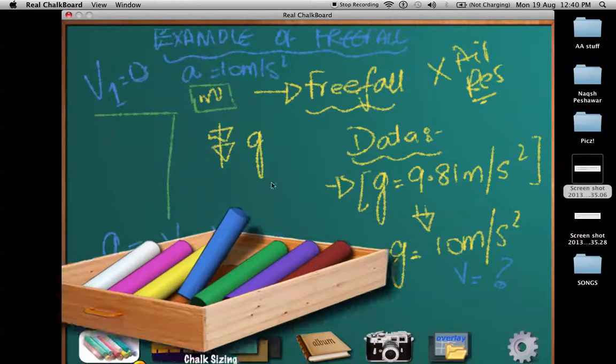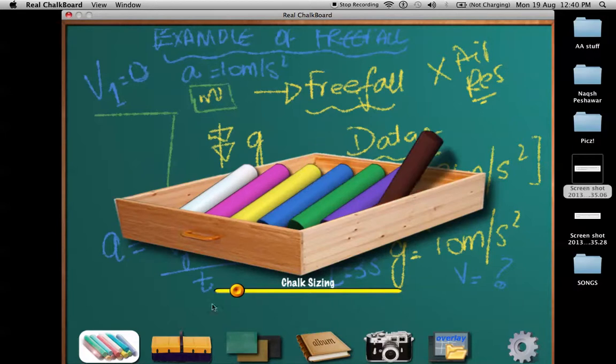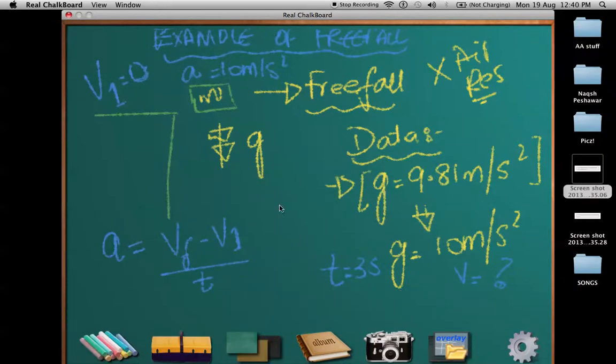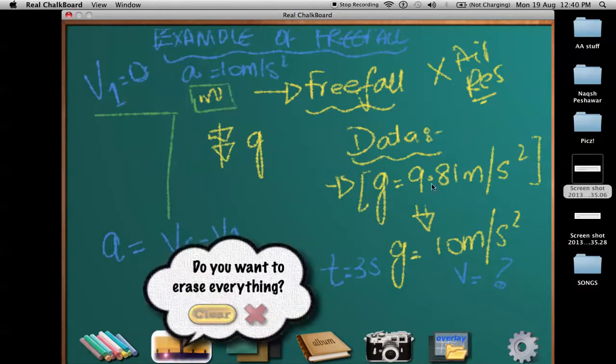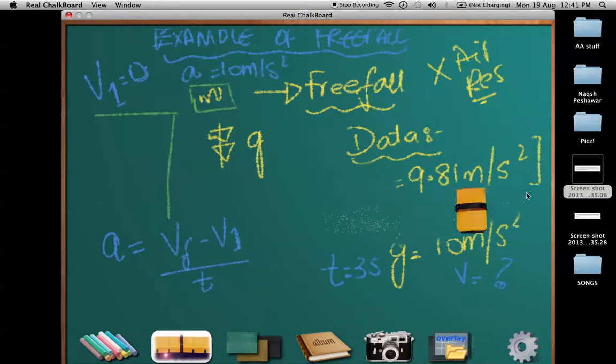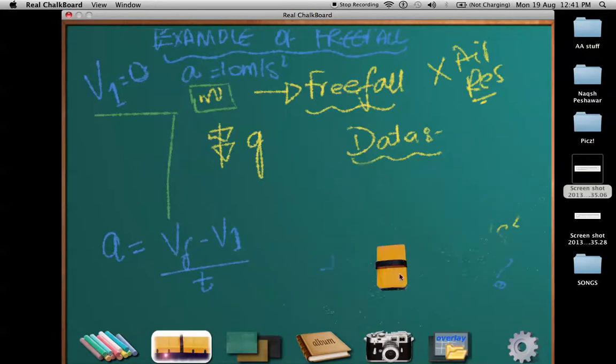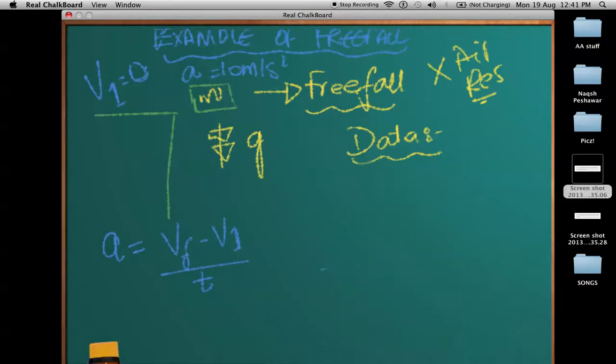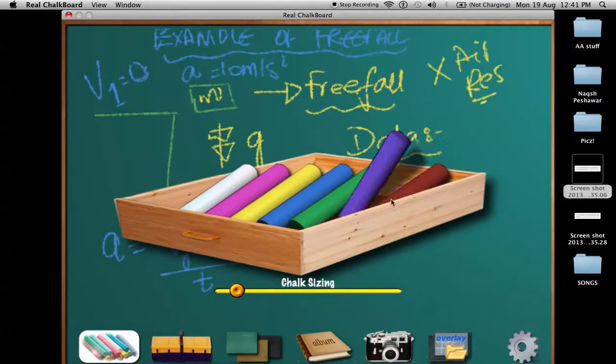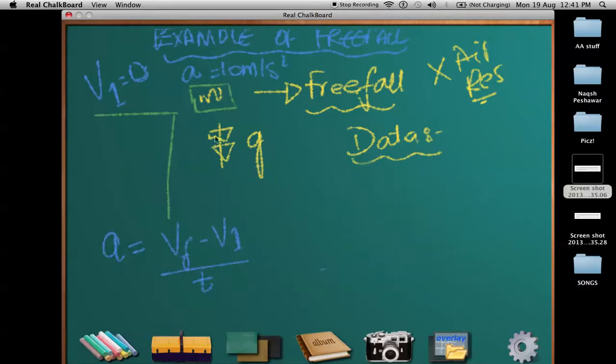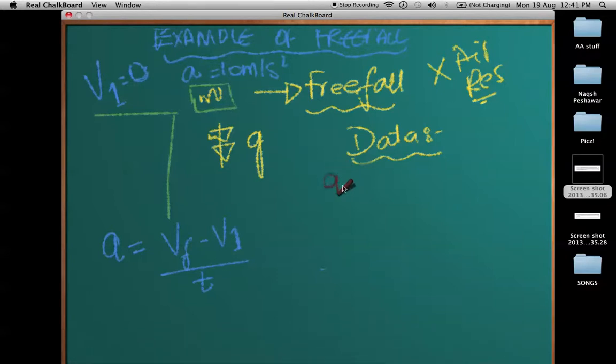So let's just change the color of the chalk here, just make it brown. Let's just solve the question here. I would just clear this part. We have already noted it down. So just remember g is 9.81. So let's simply solve this question. a is 10 meters per second square, or just say it's 9.81 meters per second square to be more accurate. We need the final velocity right before it hits the ground.